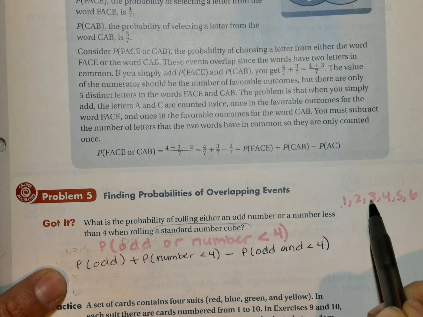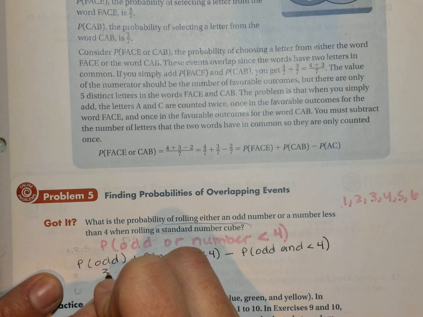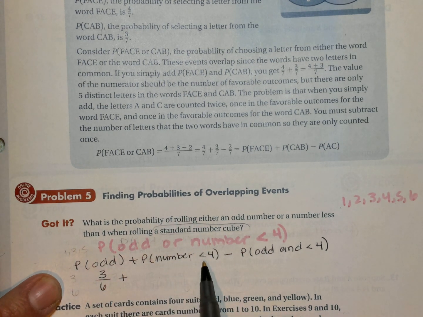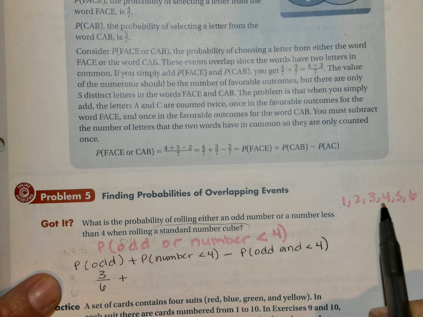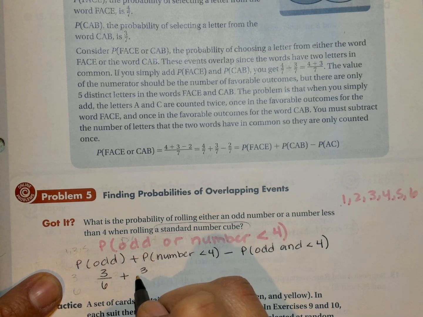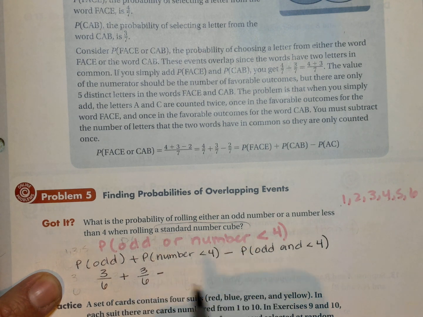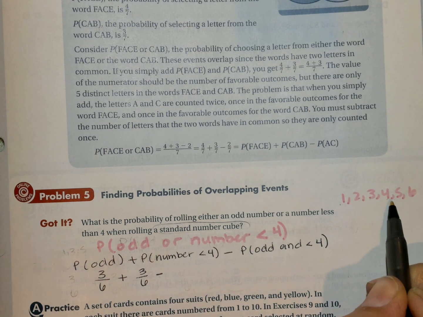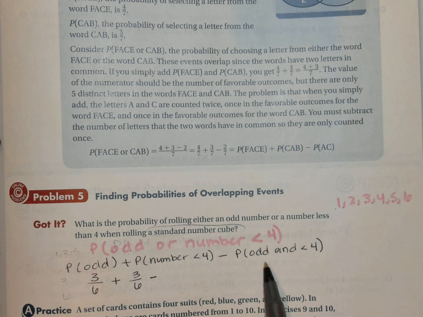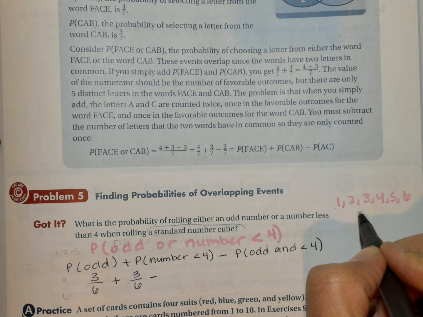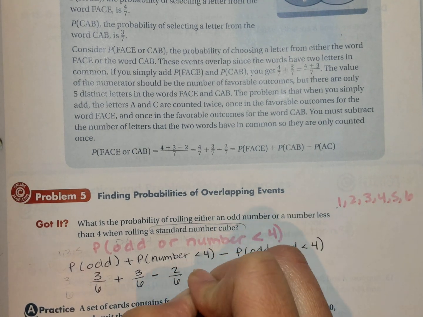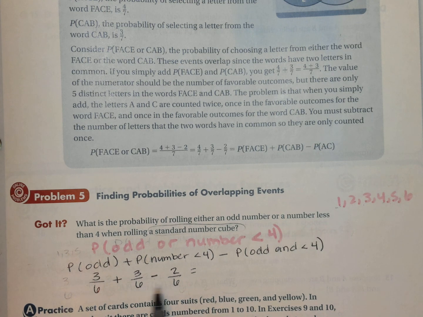There's 1, 2, 3. 3 out of 6, but I'm going to add the probability of numbers that are less than 4. So less than 4 would be 3, 2, 1, so that's 3. It's also 3 out of 6. But then I have to subtract. If I look at these, the numbers that are odd and less than 4, there's 1 and 3. So that would be 2 out of 6.